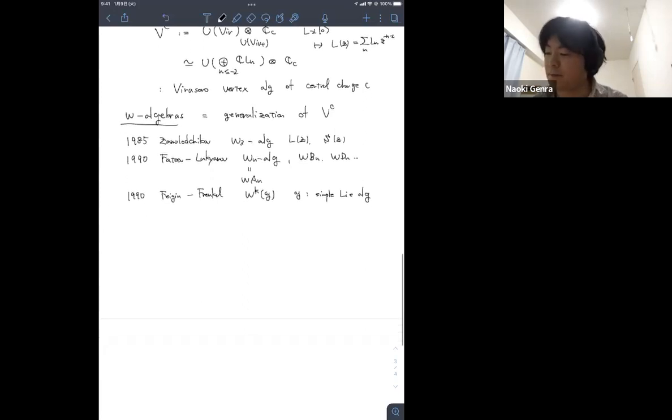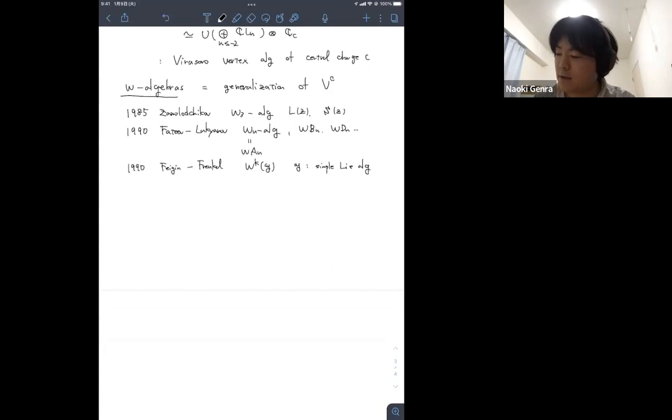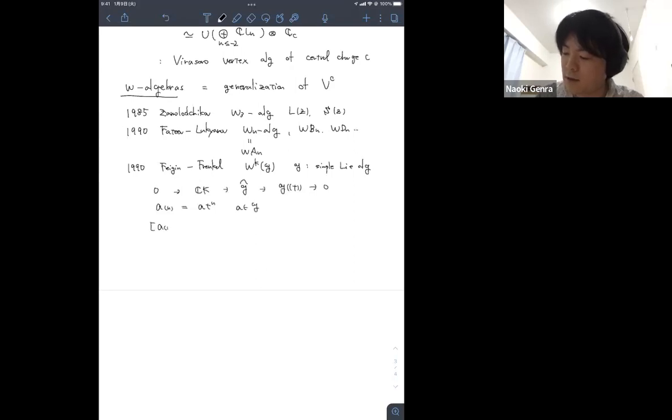This is a vertex algebra. I want to explain the definition of Feigin and Semikhatov. So we take g as a simple Lie algebra, and we consider the central extension of the loop algebra. This ĝ is an affine Lie algebra, and a_n is just a t^n for a in g. The Lie bracket is in the standard way, plus n times this invariant bilinear form.